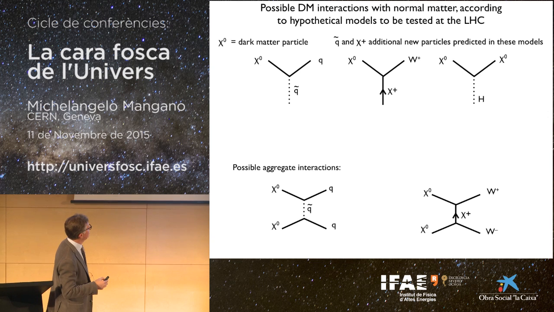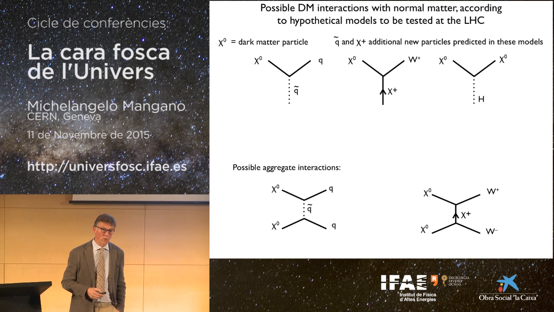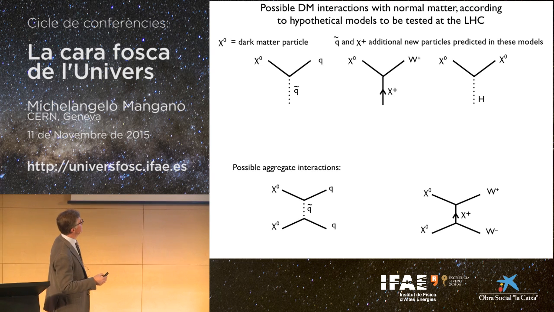We have another vertex in which there is the W boson of the weak interactions interacting with the chi 0 and the chi plus. This is a partner of the chi 0. Or we can also have the Higgs decaying to these dark matter particles. So all of these interactions are not in the Standard Model, but in principle they could be there if we had the dark matter particle in these models.